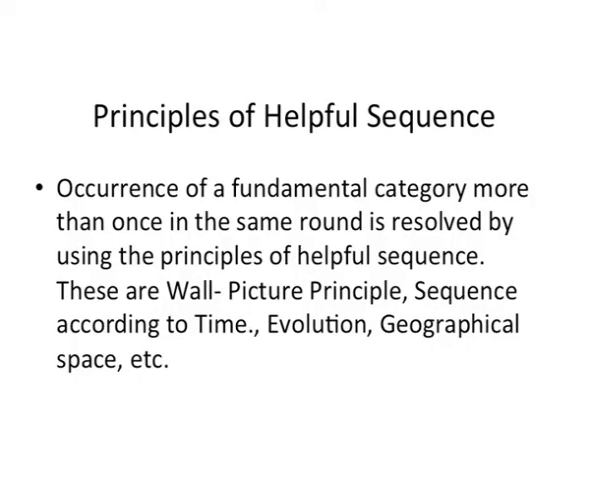I would again clarify here that the postulates he has given help us to identify and also put in a particular order different fundamental categories. The manifestations of different fundamental categories in a subject can be identified and placed in relation to each other according to the postulates of facets. But if the order of the occurrence of the same fundamental category in a round has to be seen, we need to refer to the principles that Ranganathan has given, and in that he has given principles of helpful sequence. He says a fundamental category occurring more than once can be decided by using principles of helpful sequence, and one of the principles of helpful sequence given by him is the wall picture principle.